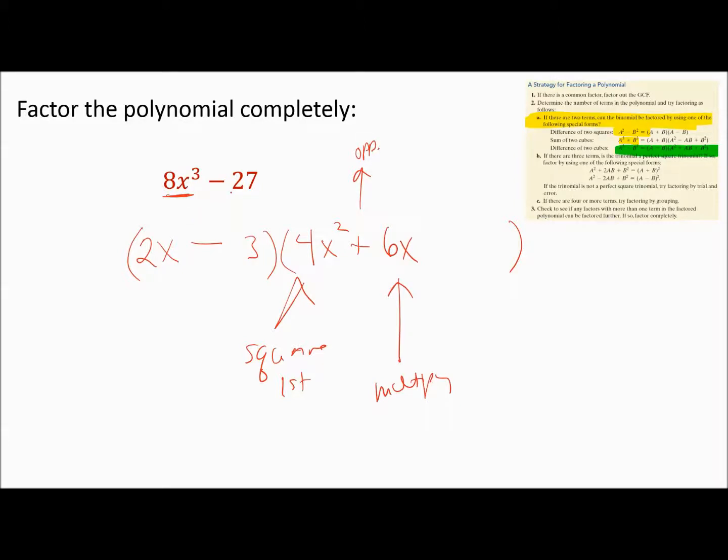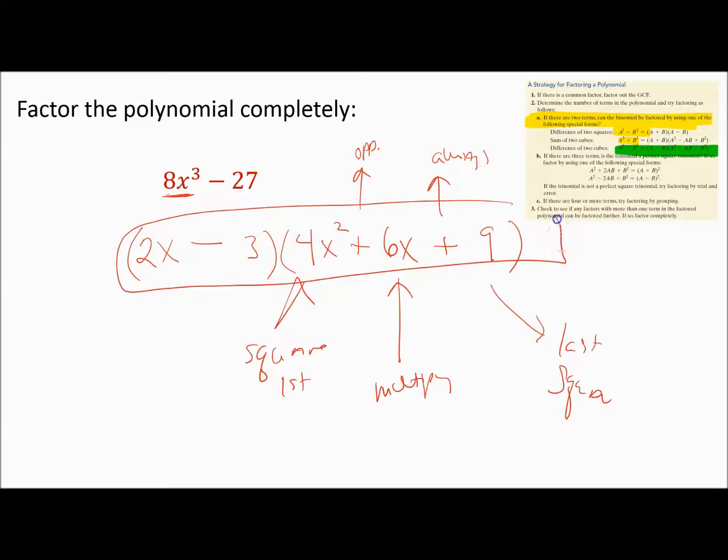Okay? And then the last term is the last one squared. So what I mean by the last one, the 3. 3 squared is 9, and that is always plus. So you just have to remember that the last one is always positive. The middle one is just the opposite sign of whatever you started with. And by the way, this is completely factored.